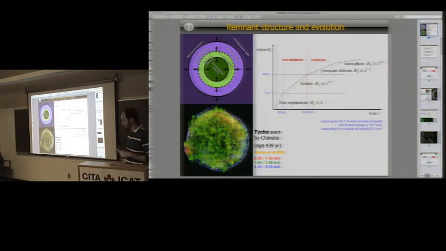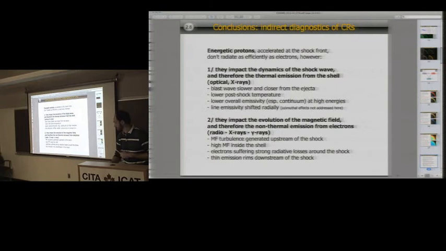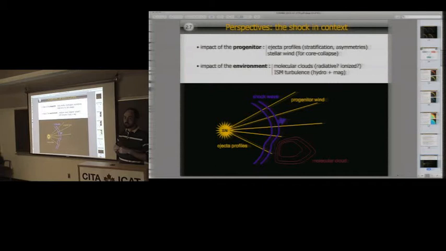So maybe I can speak about my perspective slide. I was considering a simple, clean case, a type Ia, which explodes in a uniform medium, but in fact you may have a wind if it was a massive star, you may have inhomogeneities in the ambient medium, you may have interaction of the shock with a molecular cloud, which helps detect emission. And so I was focusing on the shock front and the interface with cosmic rays, but you have to put it in context for a given object, depending on what the progenitor was and where it is expanding.